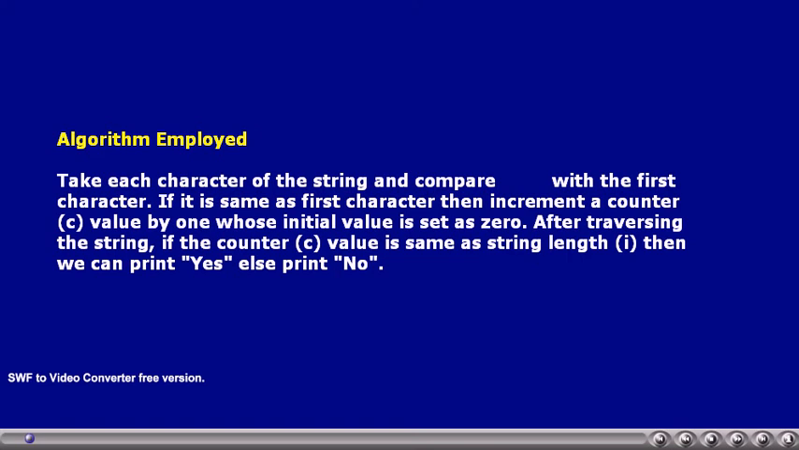We'll traverse the string character by character till we encounter the null character, and we compare each character with the first character, that is the 0th character. If each character is same as the 0th character, then we will increment a counter value by 1. Of course, the counter value is initially initialized to 0.